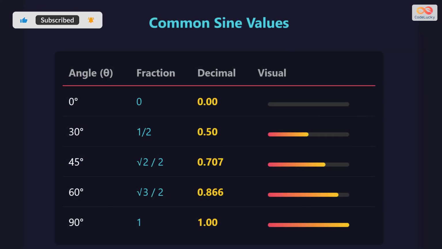There are certain angles that appear frequently in mathematics because they give us nice, clean values. For example, the sine of 30 degrees is exactly 1/2, or 0.5. As the angle approaches 90 degrees, the value gets closer to 1.